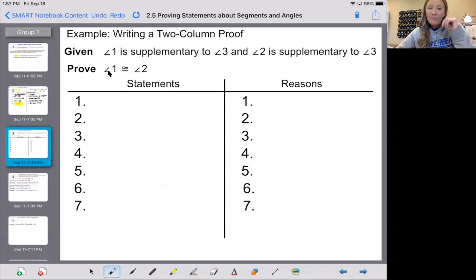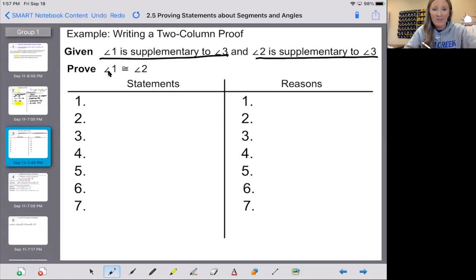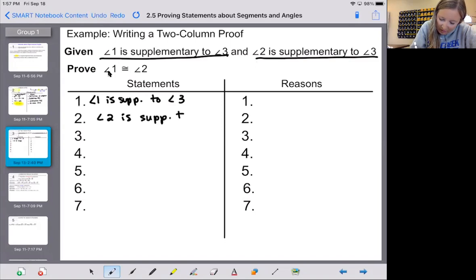Now, a lot of people will put that entire statement as one line on the proof. I kind of prefer to break it up and to use that as 2 lines on my proof. So you'll see some people do, or you're given as this entire thing here. What I'm going to do is use this as 2 separate lines on my proof, 2 givens this time. So I'm going to say angle 1 is supplementary to angle 3. And angle 2 is supplementary to angle 3. And both of these are given to us. So that is the reason for both of these.